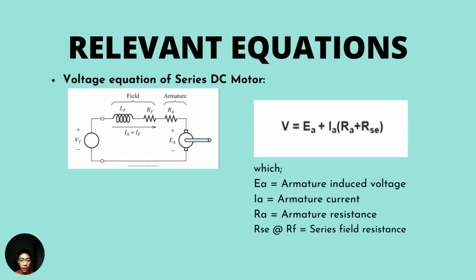Next, we have the relevant equations, which is the voltage equation of the series DC motor: V or Vt equals Ea plus Ia times (Ra plus Rse), where Ea is the armature induced voltage, Ia is the armature current, Ra is the armature resistance, and Rse, or you can call it Rf, is the series field resistance.